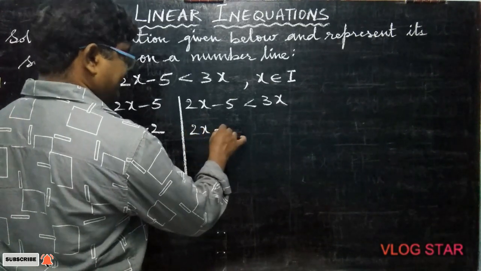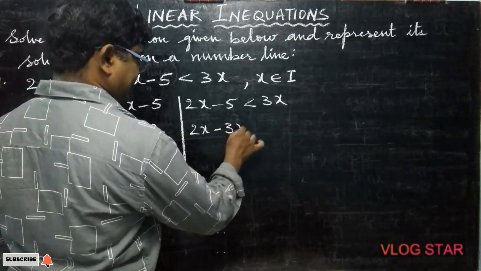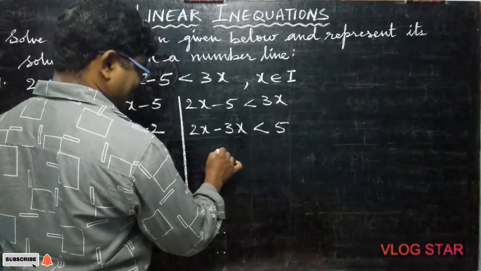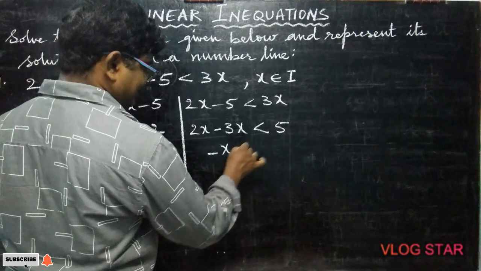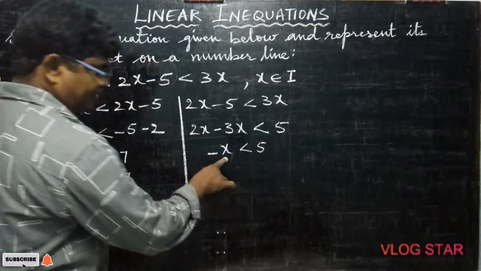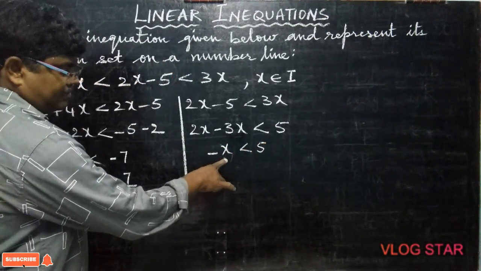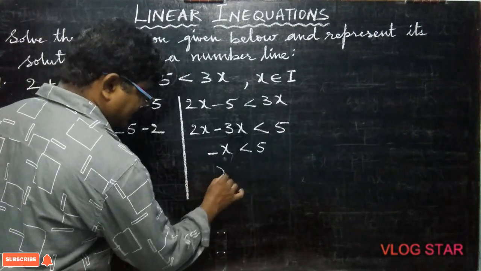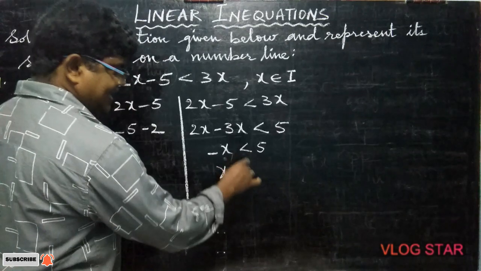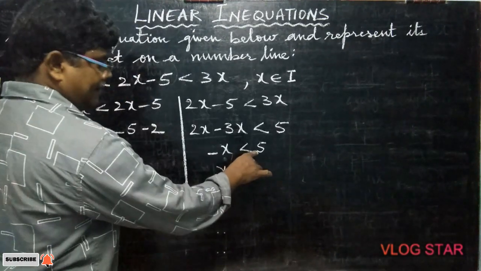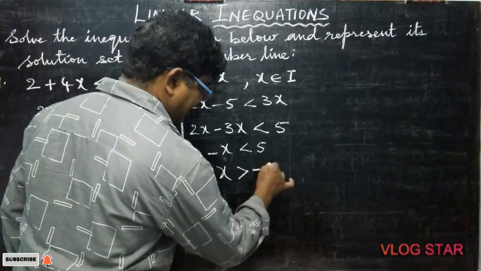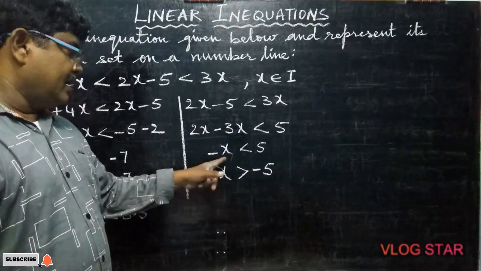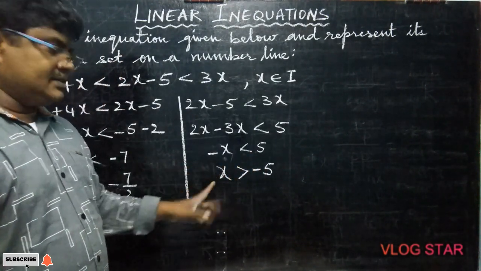2x minus 3x less than 5. Minus x less than 5. We want positive x, not negative. So the complete inequation changes sign: minus becomes plus, less than becomes greater than, plus 5 becomes minus 5. Here you have to be careful. The complete inequation changes and we want positive x.